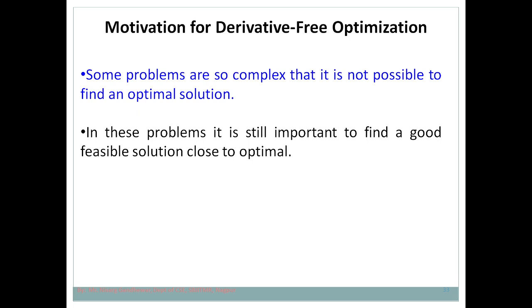In this problem, it is still important to find a good feasible solution close to the optimal one. It is not necessary that every time you will find the exact optimal solution. Sometimes you may find a solution which is nearer to the optimal one. So this is also possible.